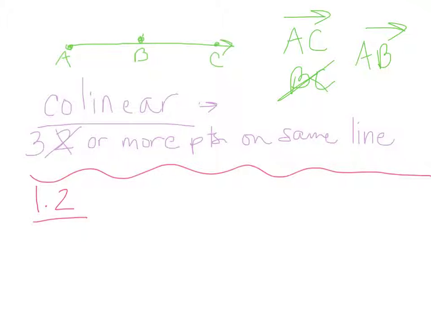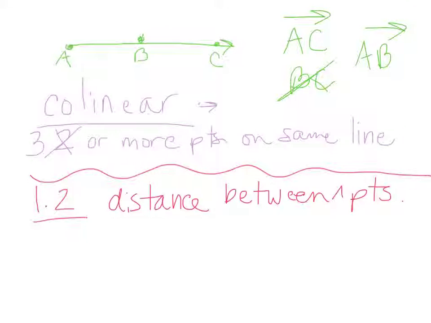Section 1.2 starts out with measuring segments, and measuring angles. Measuring segments is pretty straightforward. The distance between the points. And they use a number line a lot of the time.